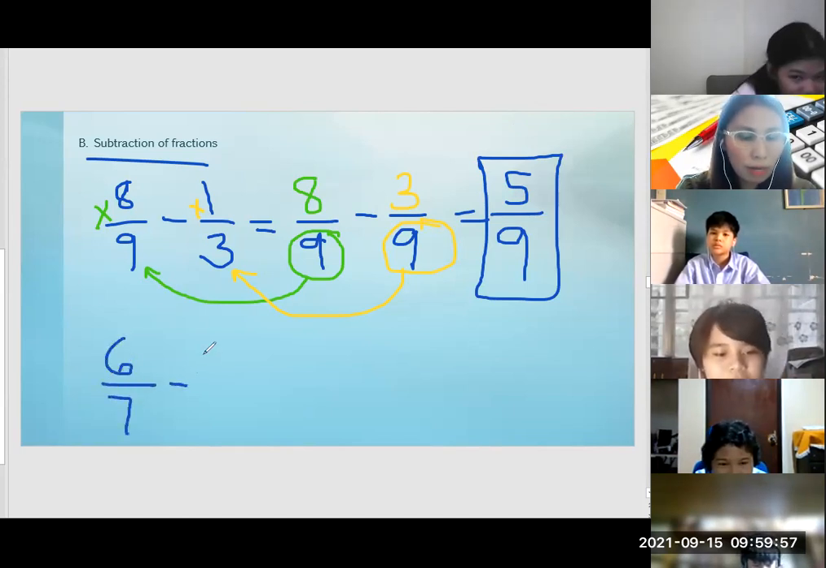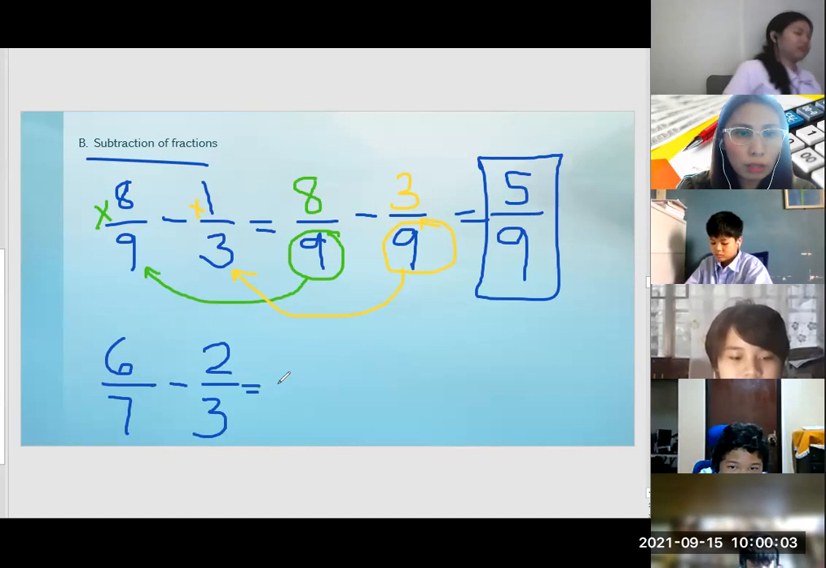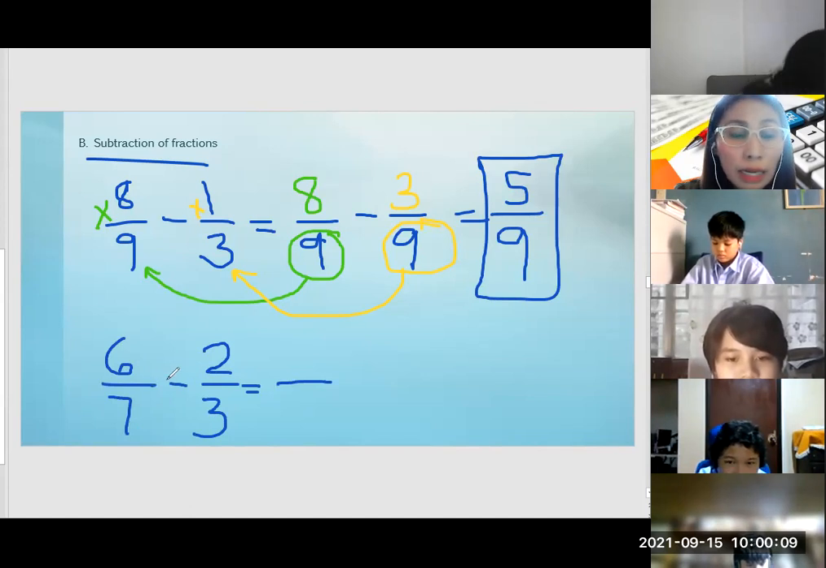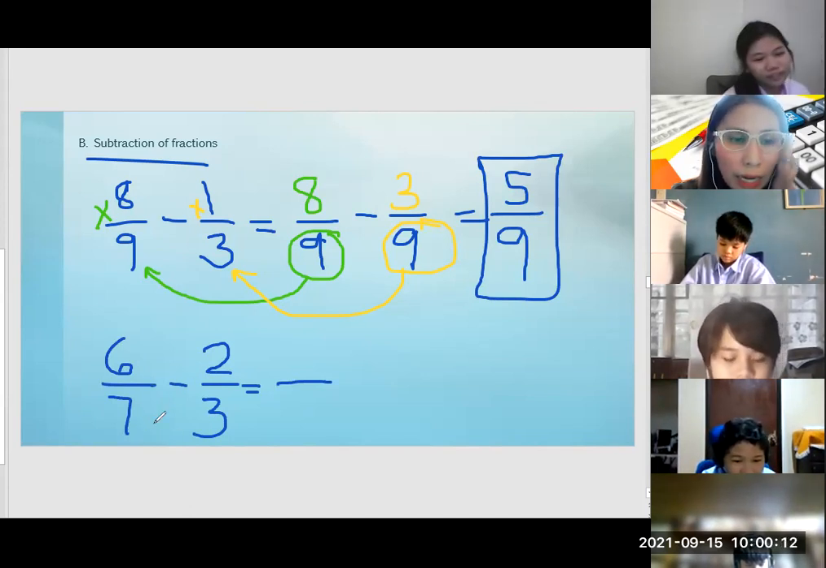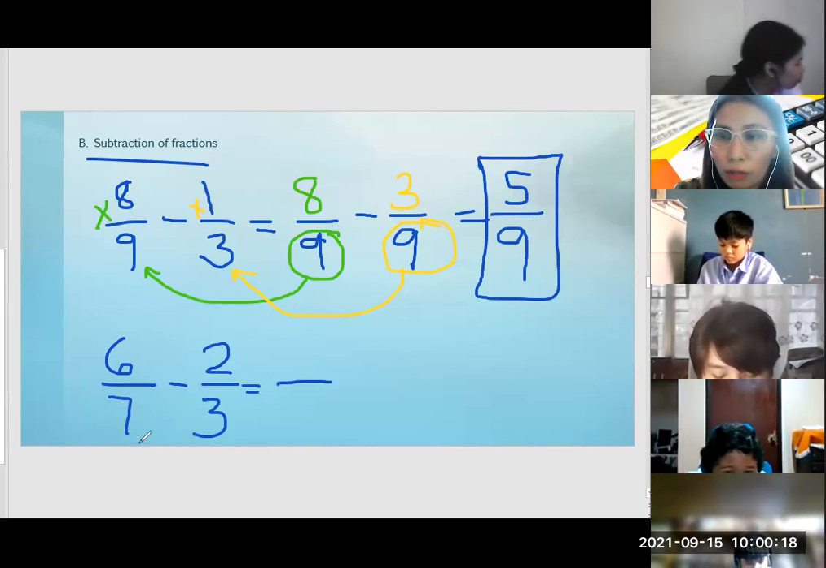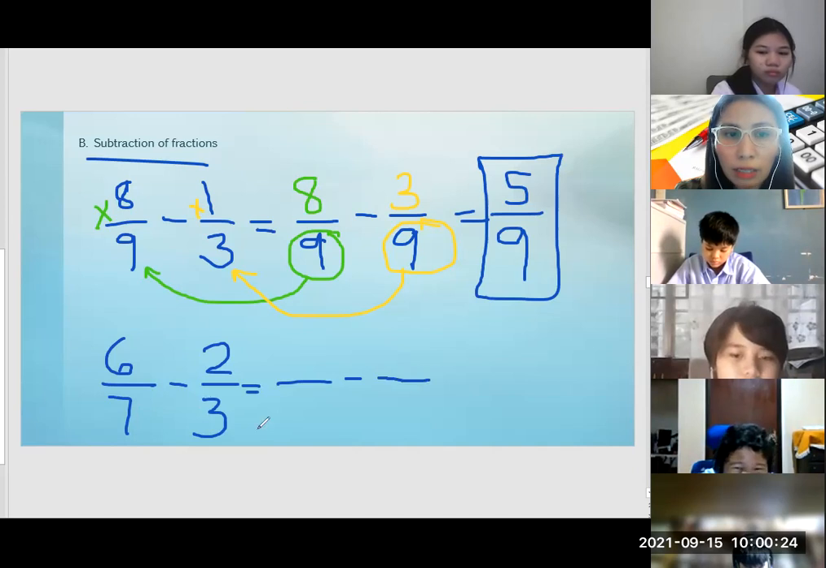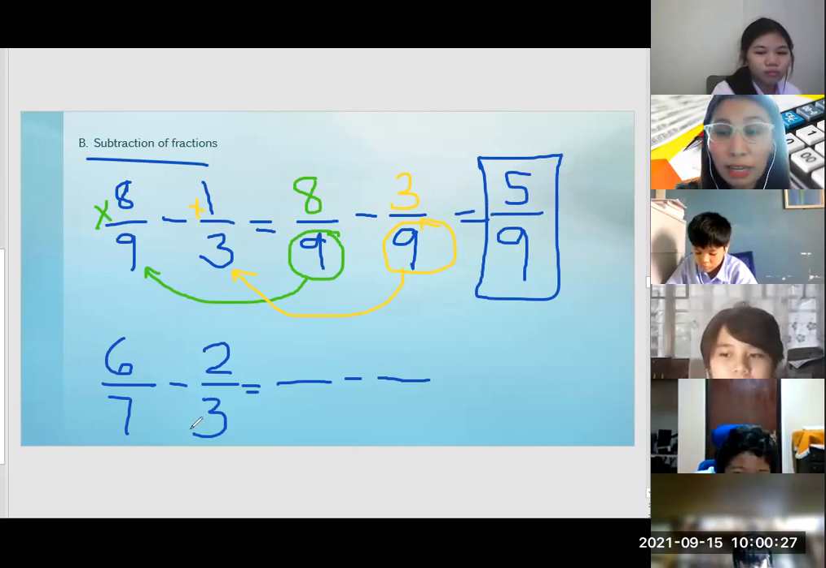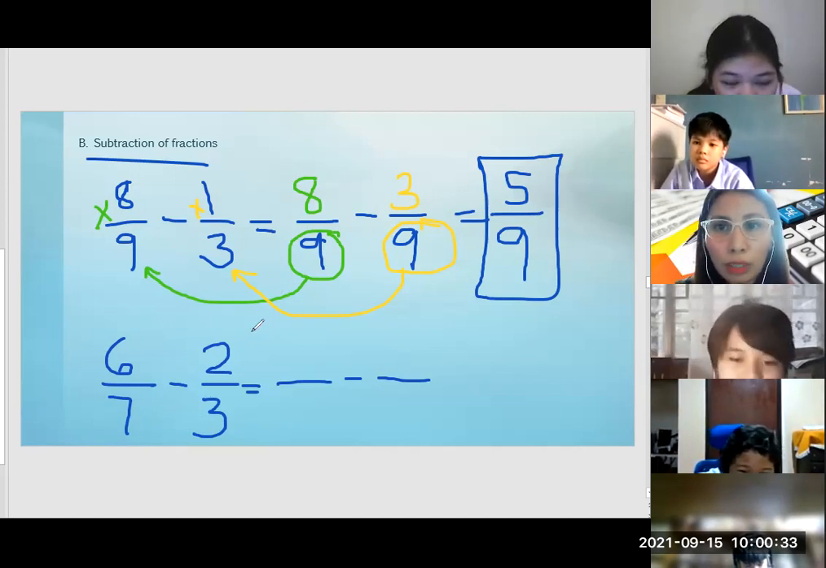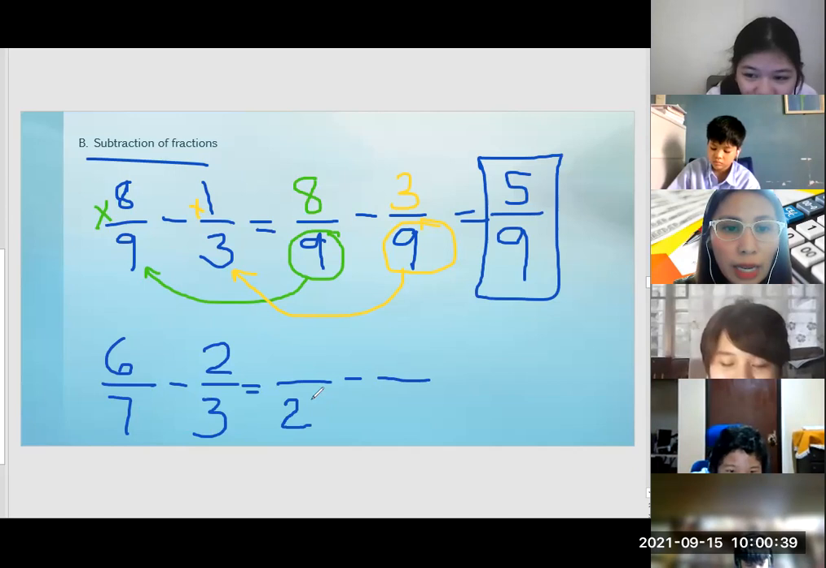Six over 7 minus 2/3. Check the operation. It's minus. It is subtraction. So, subtract natin later after we got the LCD of 7 and 3. What's the LCD of 7 and 3? Yes, Marcos. 21. Correct po. It's 21.